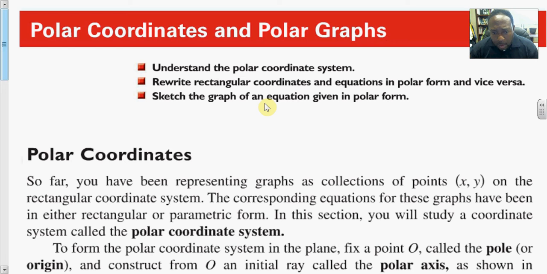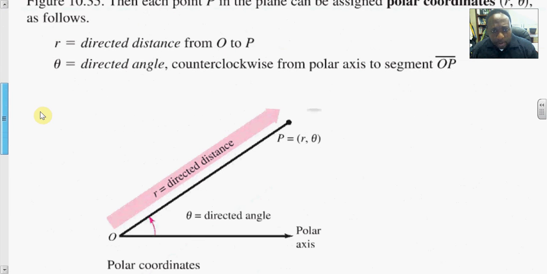Polar coordinates. Here in this section, we want to be able to convert from rectangular coordinates to polar coordinates. We want to be able to relate x and y to some radius and some angle, so some radius r and some angle theta. To do that is very straightforward. We have a conversion formula. Here r is said to be the directed distance, theta the directed angle.